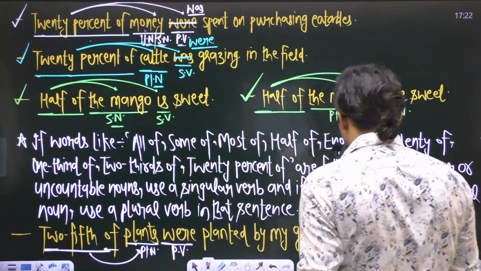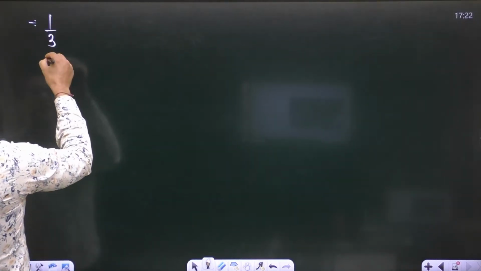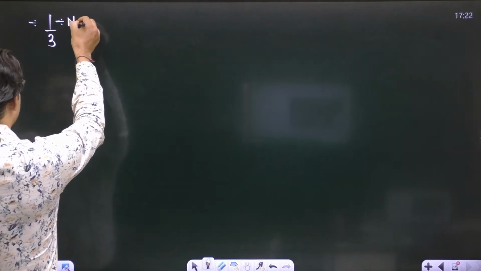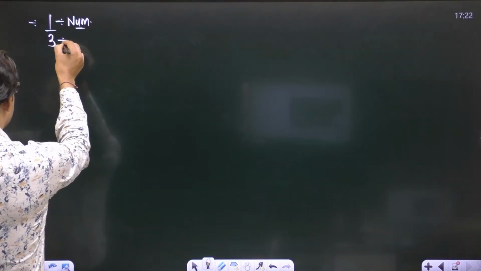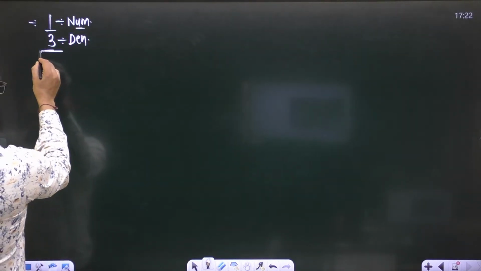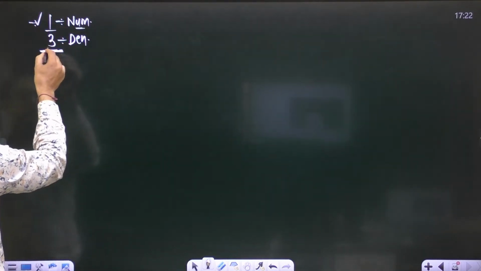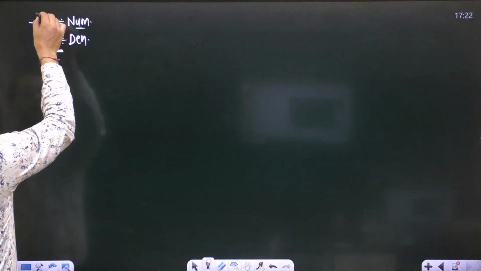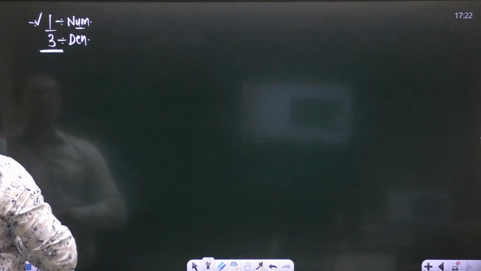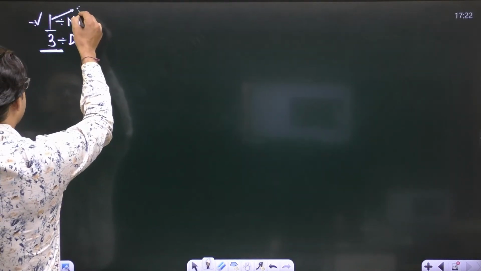The fractional value. Let's talk about the fractional value 1/3. You know what is the meaning of 1/3? This one is the numerator, and this 3 is the denominator, right? It means that total parts are 3, and out of 3 you are getting 1, yes or no? This is the meaning of this fractional value. So you are getting singular.